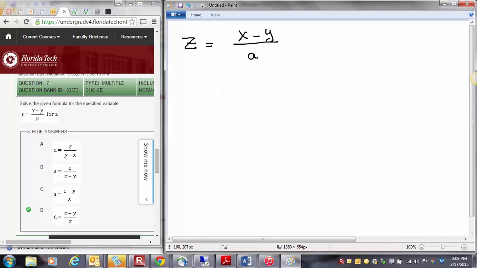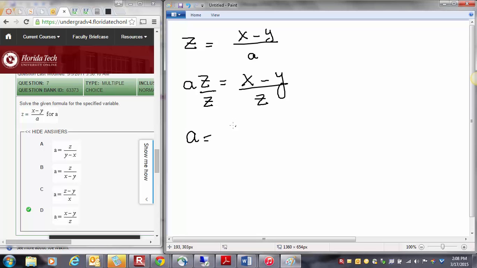Remember, every time you have an equation like this, you want to simplify the fraction. Multiply everything by a. So that's going to be a times z equals a times this, a will cancel, so it will be x minus y. We don't want az, we just want a by itself. Let's divide both sides by z.